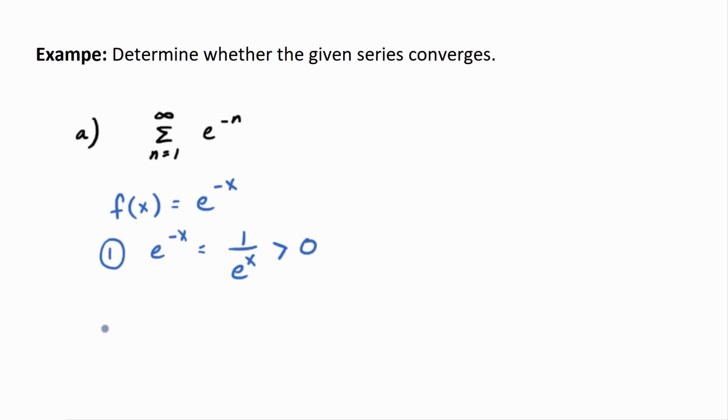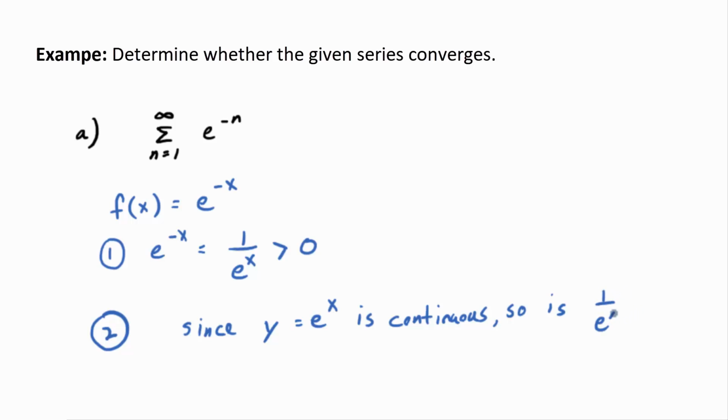That's positive. Is it continuous? Yes. Just make this statement. Since y equals e to the x is continuous, that's a known result from Calculus 1, so we can just use it. So is its reciprocal, which is 1 over e to the x, on the relevant interval is all that matters. So it's on the interval from 1 to infinity. This guy happens to be continuous everywhere for all real numbers, but all we need is that it's continuous on the relevant interval.